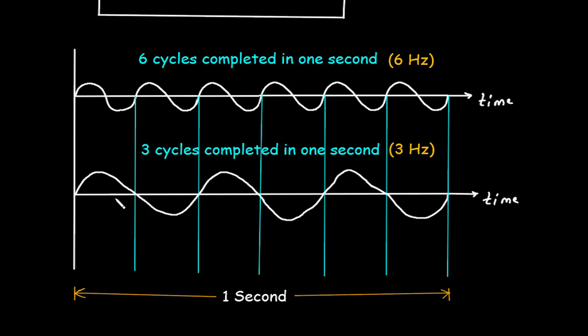Now similarly, let's see for this waveform, here 1 cycle, then second cycle, and then third cycle. So here only 3 cycles completed in 1 second. That means the frequency of this waveform is 3 Hz or 3 cycles per second.